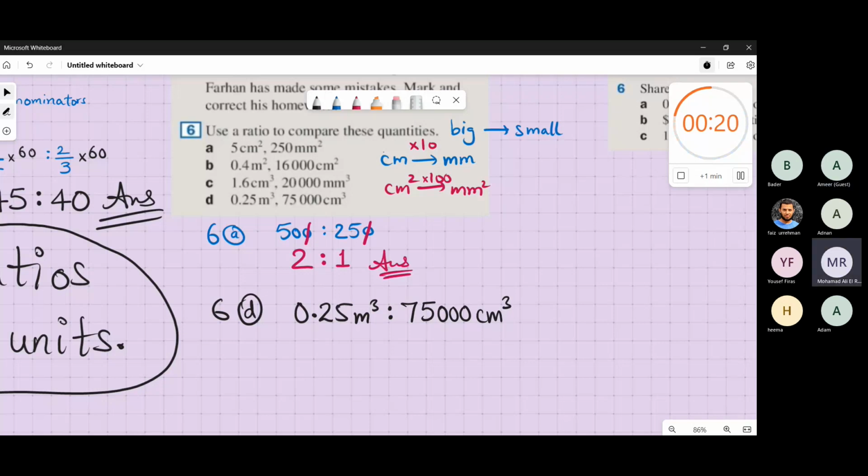Okay, I got the answer. Good. Let the time pass. 5, 4, 3, 2, 1. Yes, time's up. Who is still solving? Adan, Badar, are you still solving? Ibrahim?